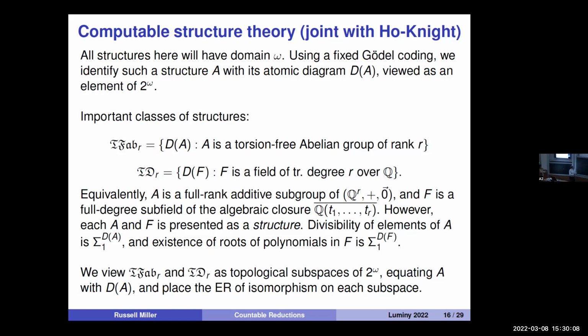So these are subsets of Cantor space, so it's natural to view them as topological subspaces, of course. That puts topologies on each of these. And then you can put the equivalence relation of isomorphism on each subspace. So now you're looking at isomorphism types of torsion-free abelian groups of this rank or of fields of this transcendence degree.